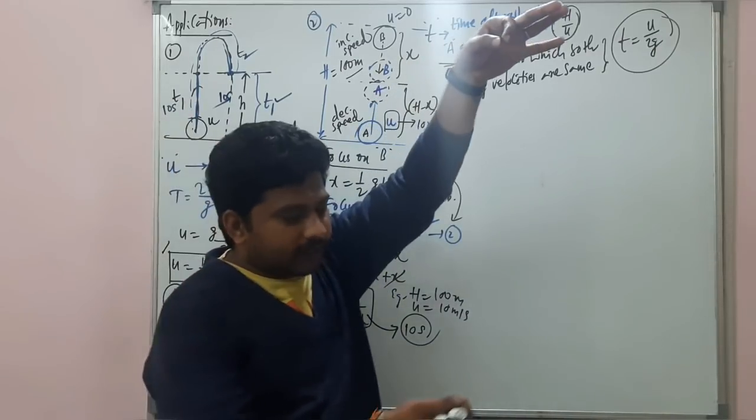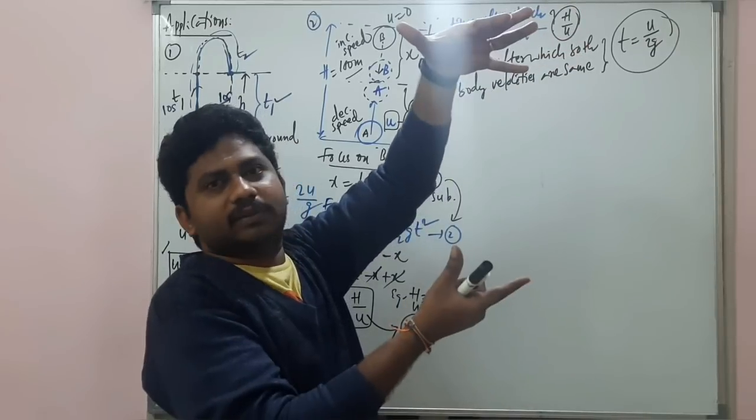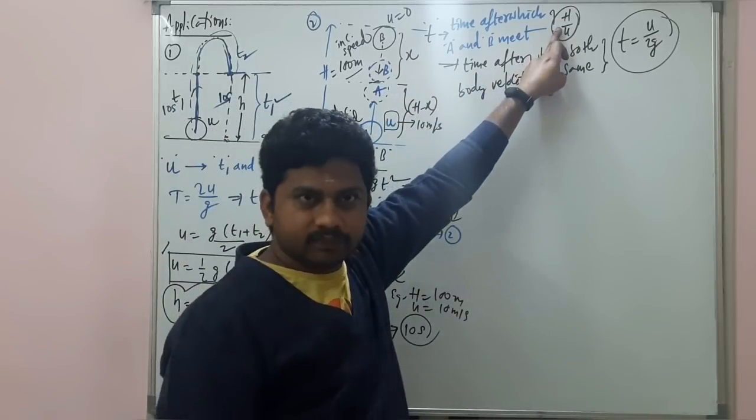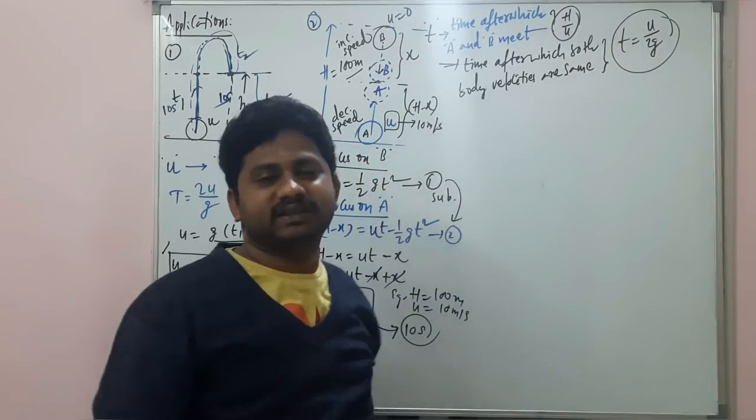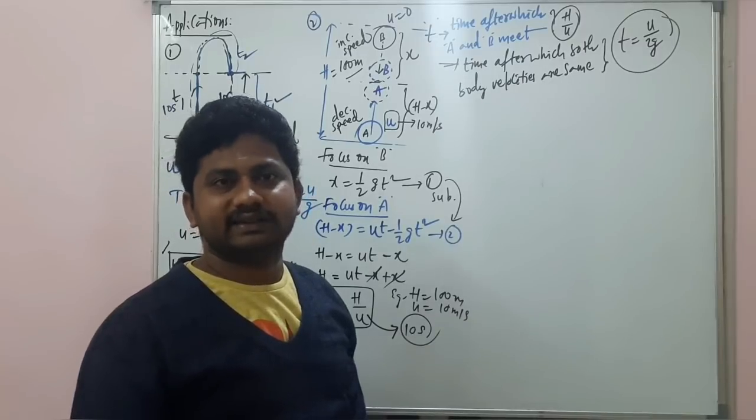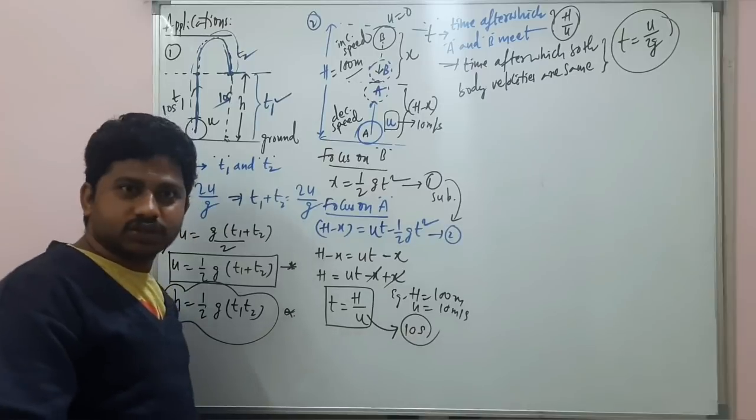So one is dropped and the other one is thrown simultaneously. Both the bodies will meet after this time and they get the same velocities after this time. So u by 2g, if you know the u value, you can find out the answer. Okay, clear? So in this way you can solve these questions.